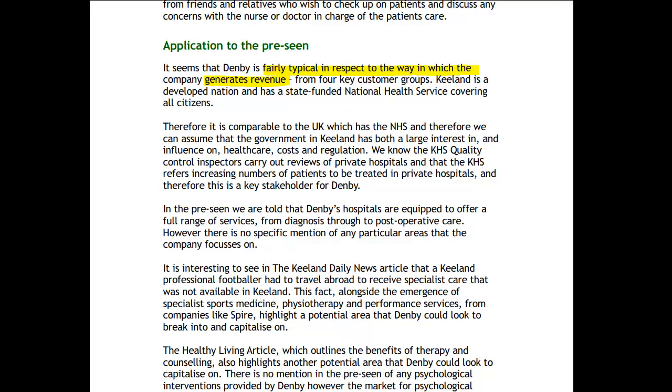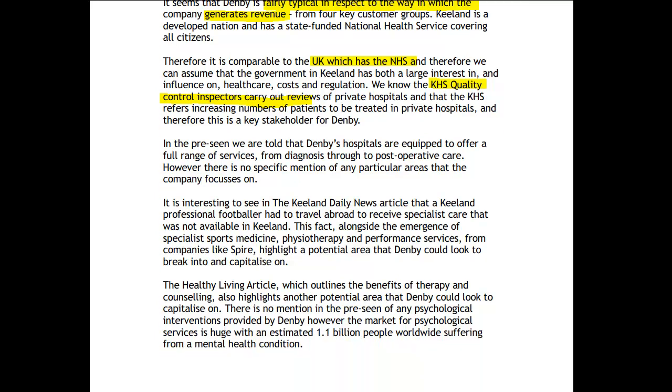And we talked about the fact that Keyland is very comparable to the UK, which has the NHS, so we can assume that the government in Keyland has both a large interest in and an influence on healthcare, the cost associated with it, and the way in which the industry is regulated. So we know it's got KHS quality inspectors which carry out reviews, for example, which is very similar to the CQC in the UK. Now, we're also told in the pre-seen that Denby's hospitals are equipped to offer a full range of services. So that goes from diagnostic all the way through to post-operative care.